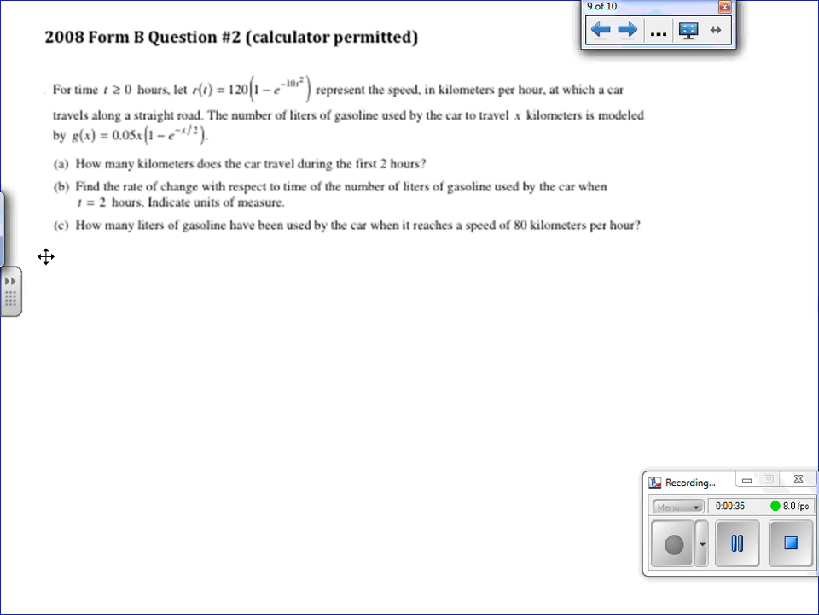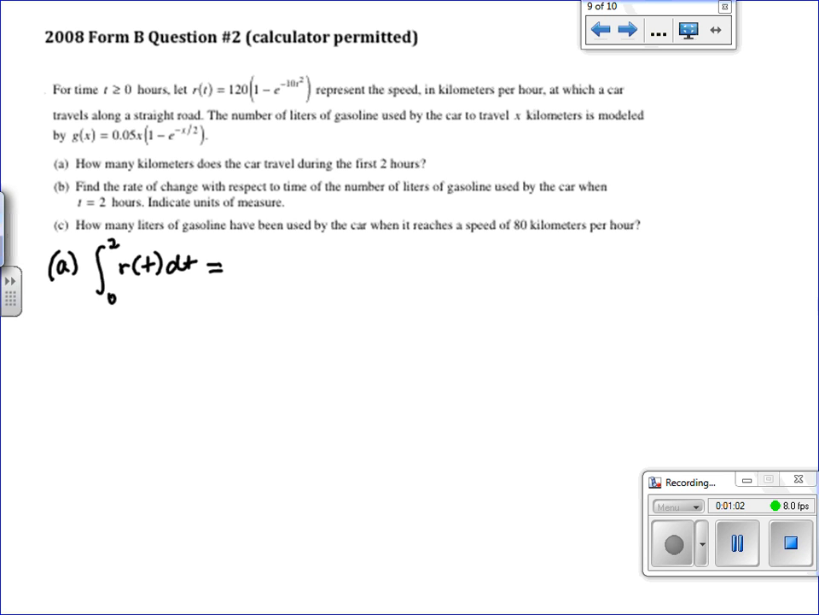When a lot of people see that, they think, I'm just going to plug in 2 hours into my speed and have R of 2, and that's it. It's not actually what you're doing. You're saying that it's traveled a certain amount in the first second, the second second, the third second. So it's an integration problem. You're summing up all the time from 0 to 2 hours of R of t dt.